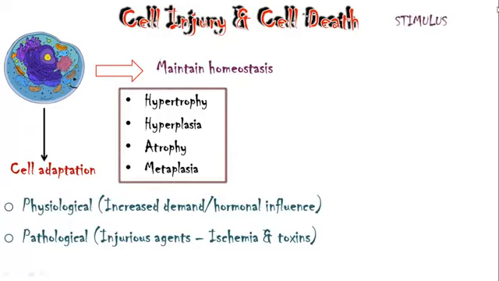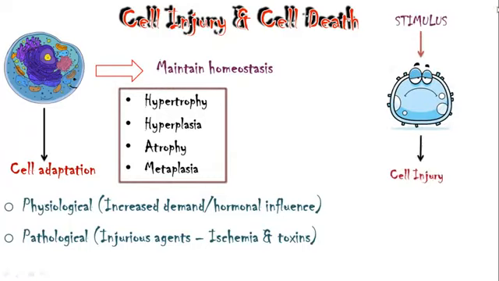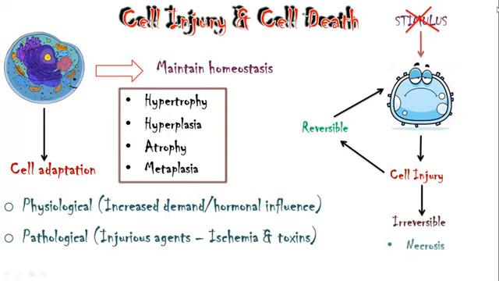If the cells cannot adapt according to the changes in their microenvironment, they undergo cell injury. Cell injury could be reversible or irreversible. In reversible injury, if the injurious stimulus is removed, the cell can be brought back to its normal state. However, in irreversible injury, the cell cannot be brought back to normal, even if the injurious stimulus is removed. These cells undergo death either by necrosis or apoptosis.